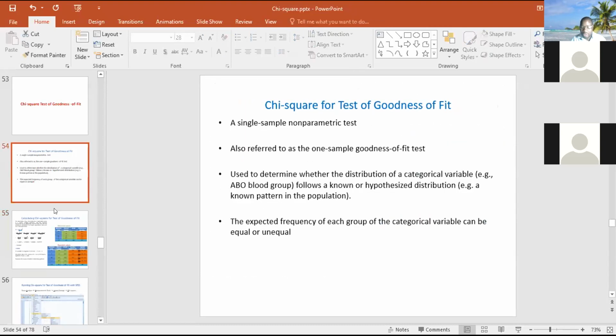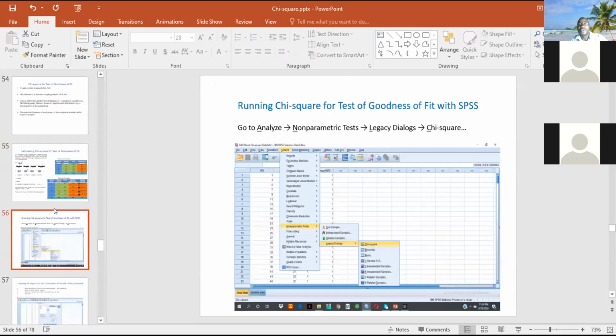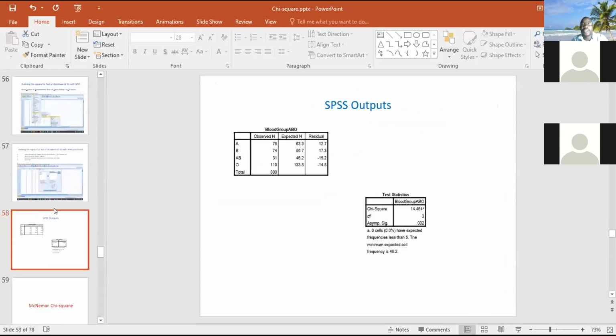So this step is also here. Look at the results. It just shows us now.